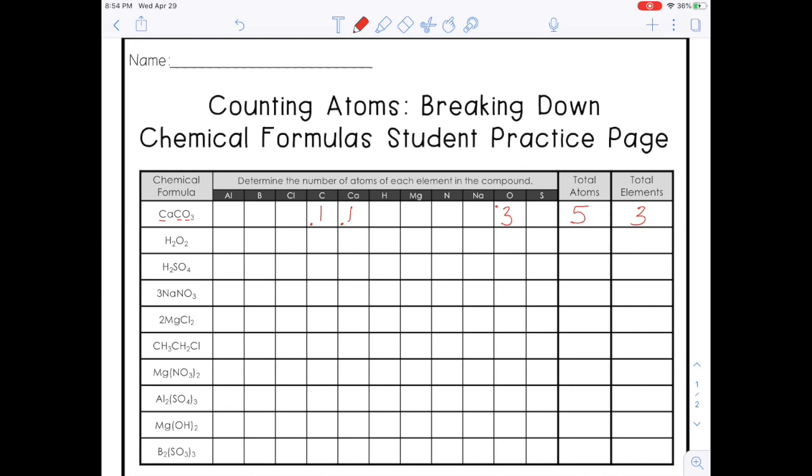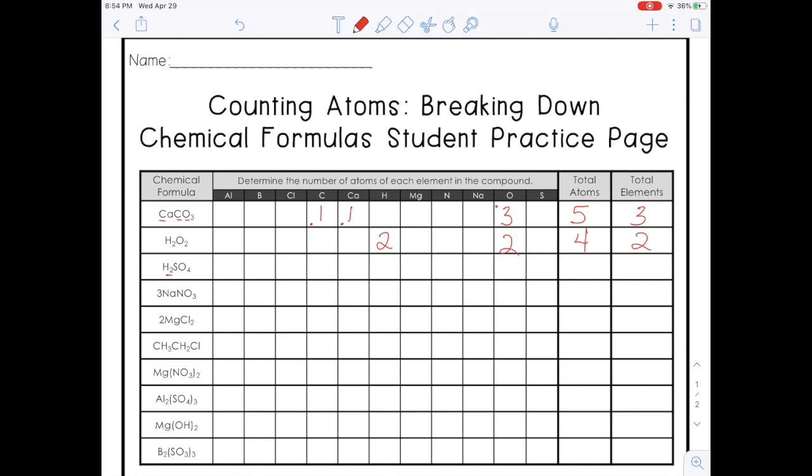For my second one, I have H2O2. So H, I have 2 atoms. O, I have 2 atoms. If I add those together, I get 4. And if I look at my total number of elements, either by looking at my capital letters in my formula or by counting my boxes, I see that I have 2.